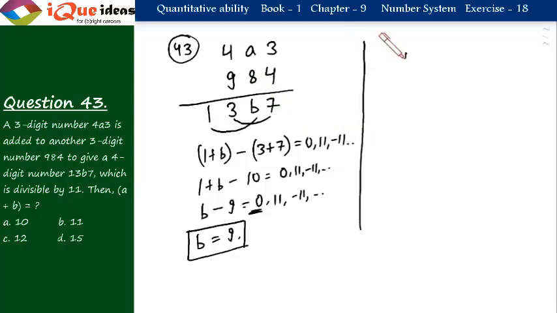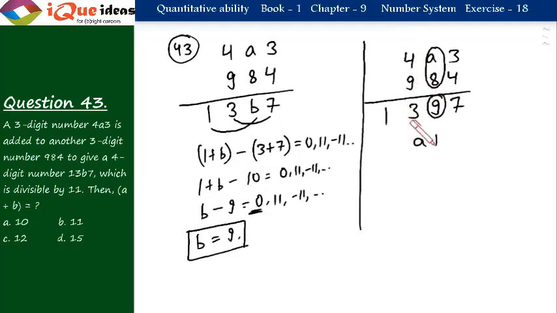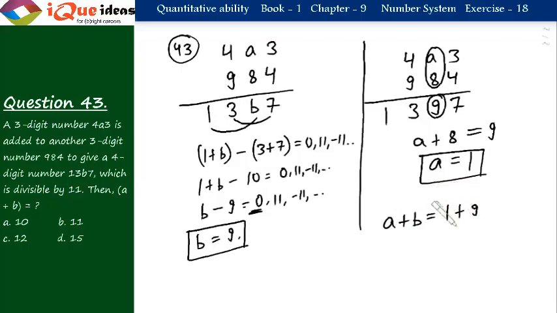Now let's put 9 in place of B and write the question again. So it is 4A3 plus 984, and on addition we get 1397. So we already have 3 plus 4 as 7 and there is no carry forward. So A plus 8 has to be 9. So A has to be 1. So we have the value of A as 1, value of B as 9. The question is asking A plus B, that is 1 plus 9, which is 10. So the answer of the question is 10.